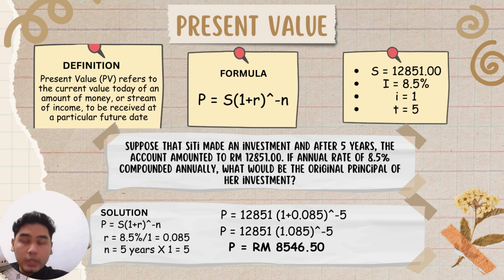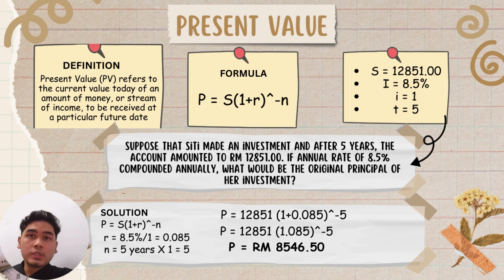So let's take a look at the example question given. Suppose that Citi made an investment and after 5 years, the account amounted to 12,851 ringgit. If annual rate of 8.5% compounded annually, what will be the original principal of her investment? So to find the present value of Citi investment, we just need to apply the formula given.